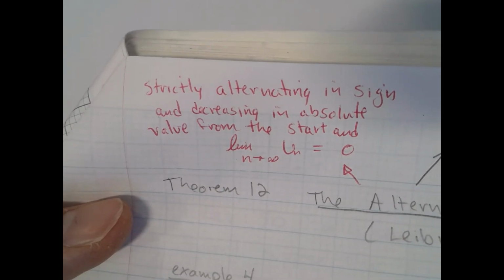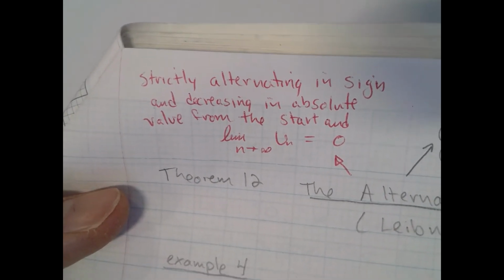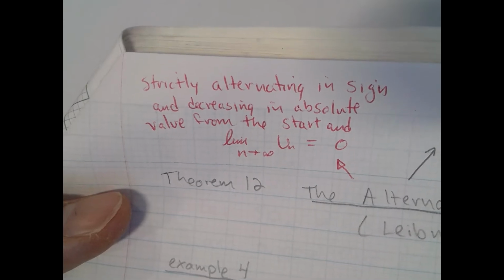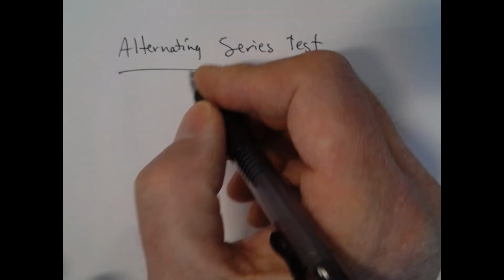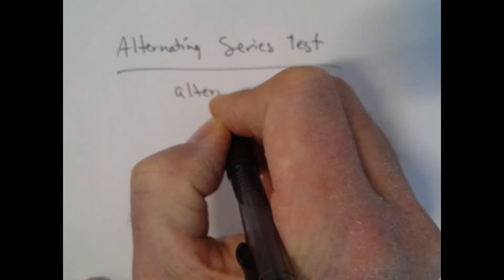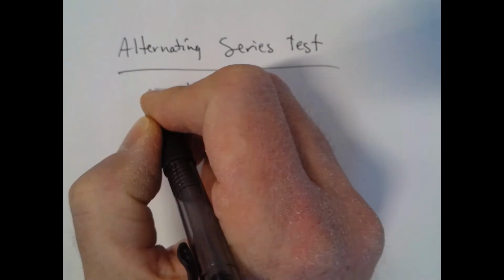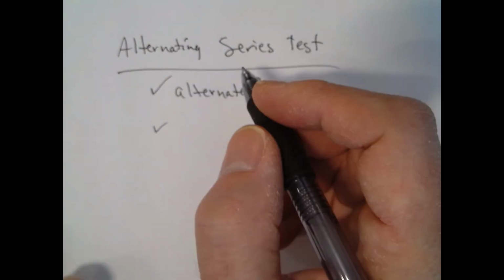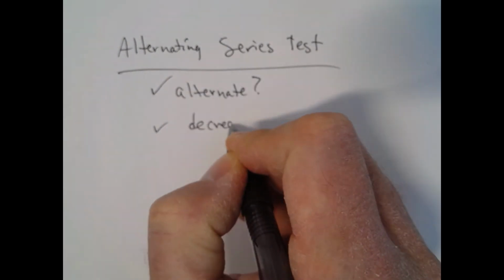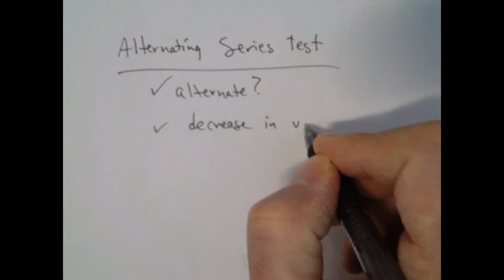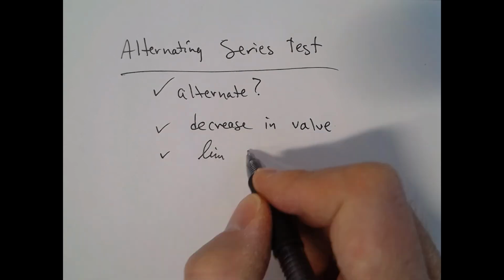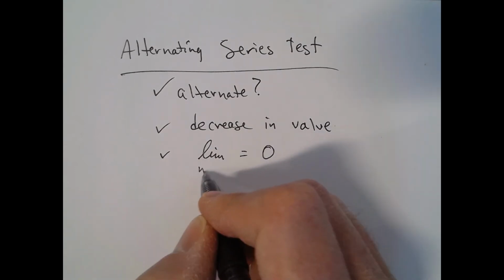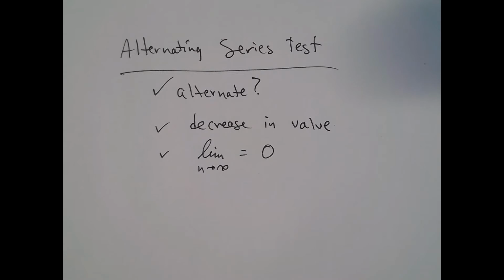That was Alex. Strictly alternating in sign, decreasing in absolute value from the start, and the limit is equal to 0. Okay, so alternates, check. Decreases in value, and does the limit equal 0 as n goes to infinity? Okay, so those are the 3 things that you're looking for.